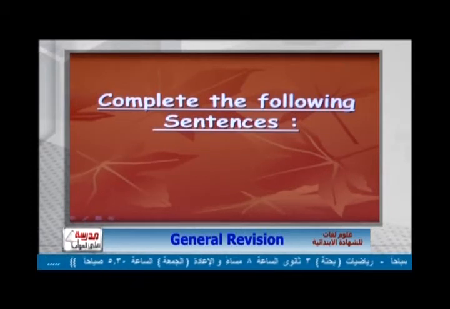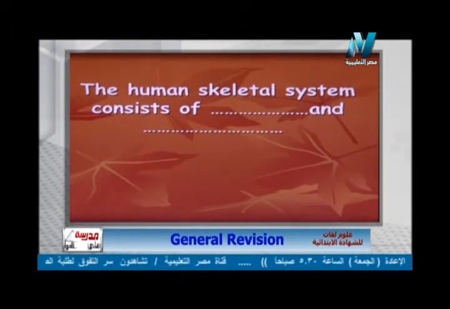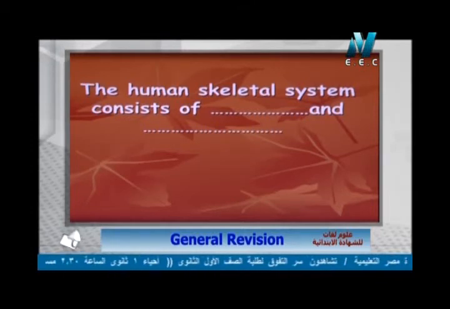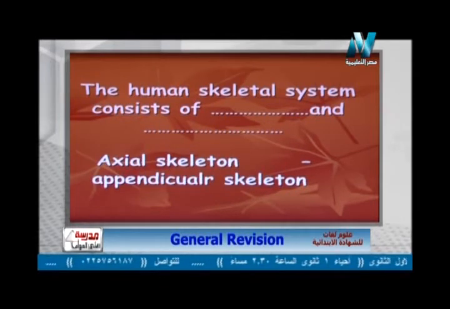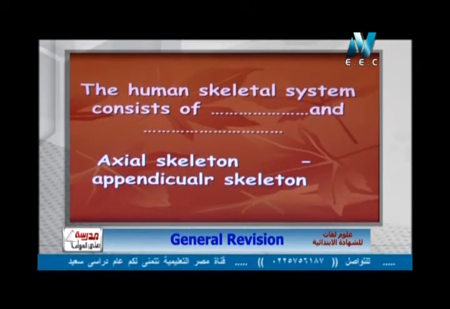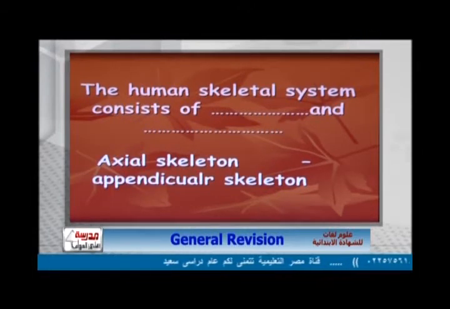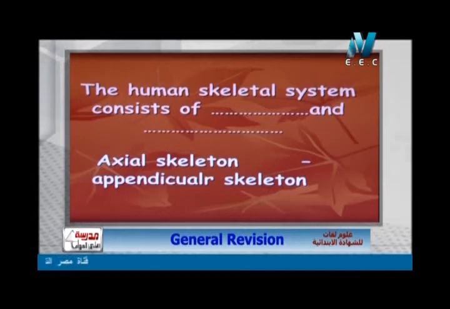Now let's start with this type of question. Number one, the human skeletal system consists of point and point. Surely it will consist of axial skeleton and appendicular skeleton. We said before several times that the axial skeleton consists of three main parts which are skull, backbone, and at last the rib cage.